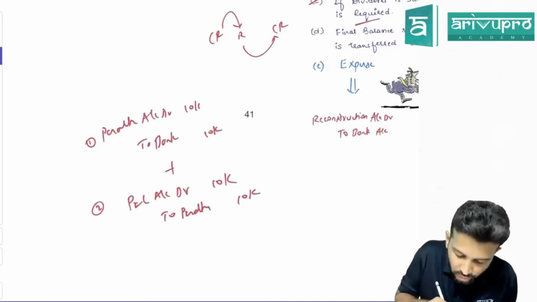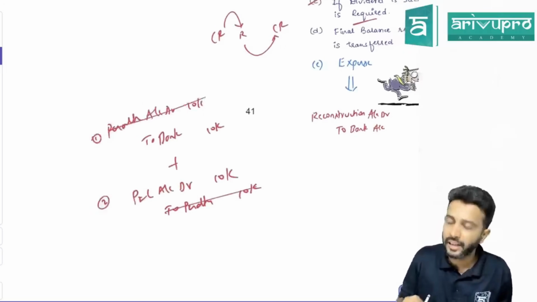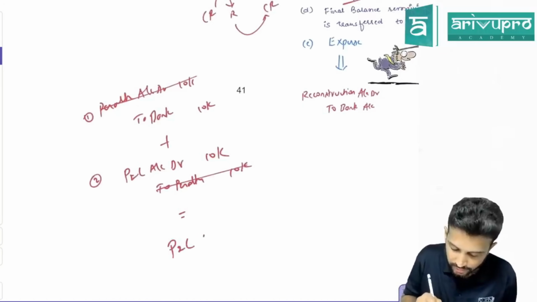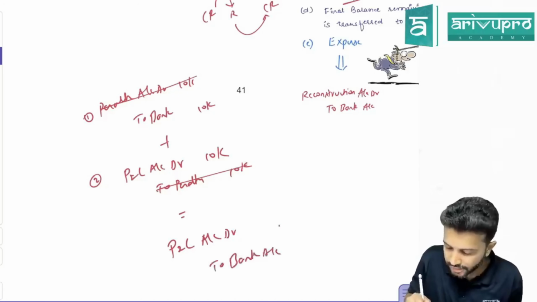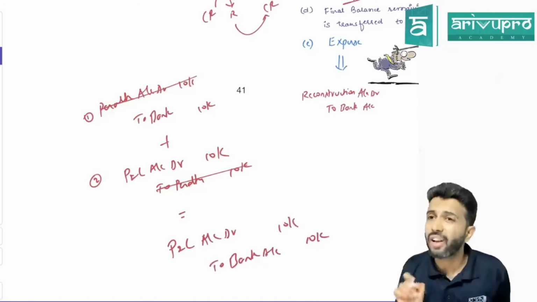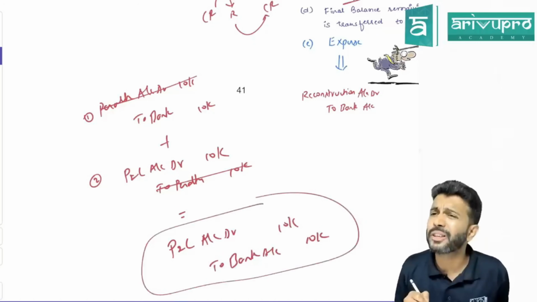Sir, add these two entries. What happened? Penalty debit, penalty credit. Effectively, what is the journal entry? P&L account debit to bank account. How much, sir? 10,000. Correct? Logically, this is the journal entry for every expense.